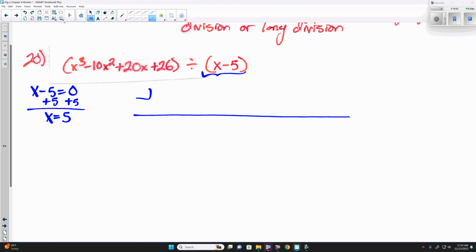After finished solving for x, we put that number in the cubby, and then we take the numbers in front of the variables and the constant term and put them across the top. If there are any missing, we fill them in as 0. We bring the first number down. We'd have 1 from our x cubed, negative 10 from our x squared, 20 from x, and 26.